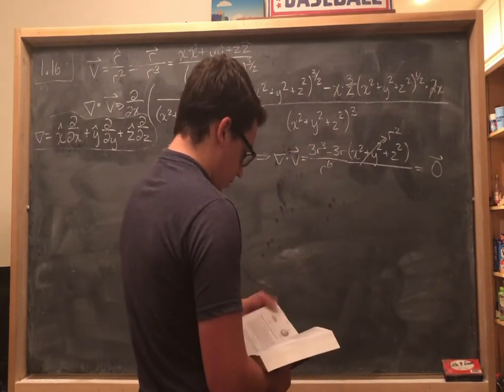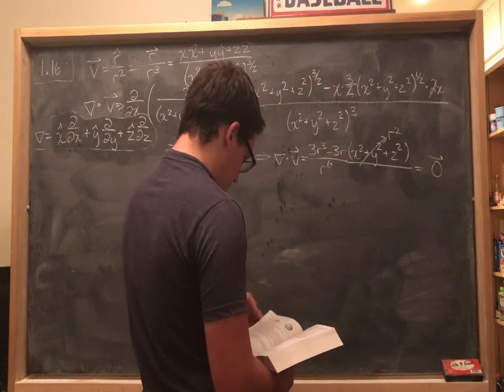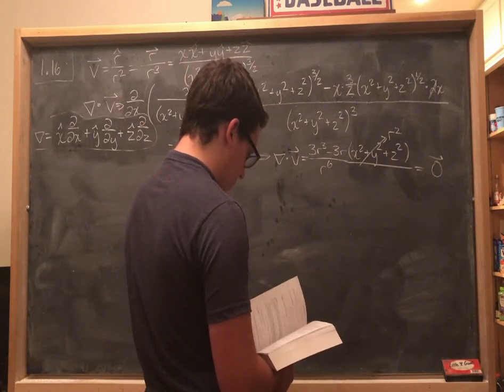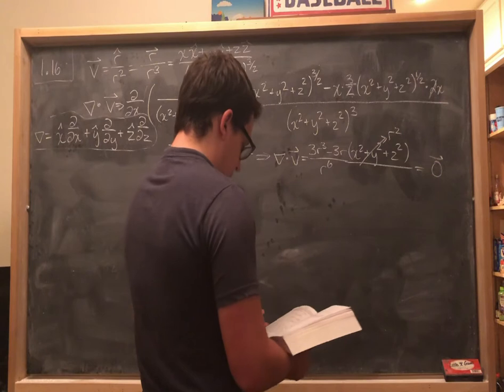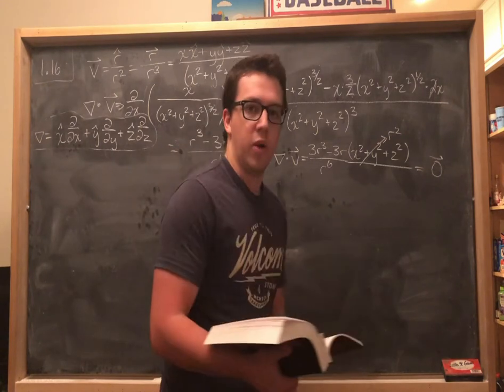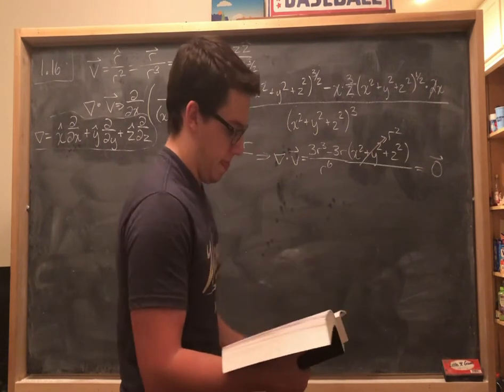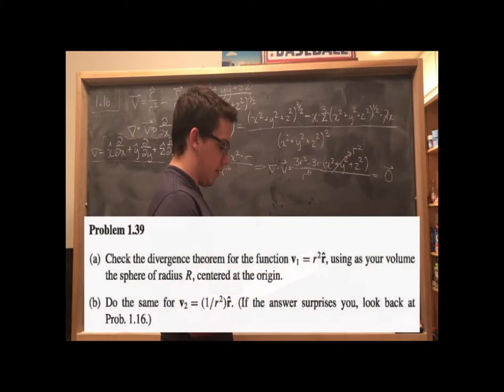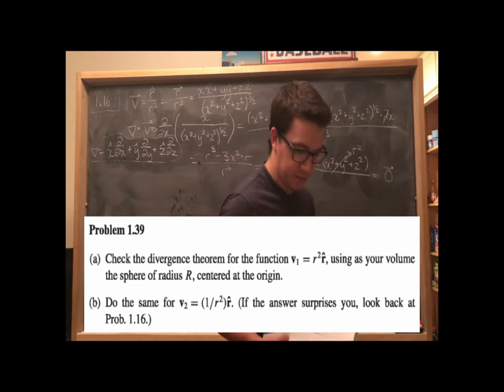So, 1.39. 1.39 is a 2-part question. I'll still do part A though. It says, check the divergence theorem for the vector function v1 equals r squared r hat, using as your volume the sphere of radius r centered at the origin.